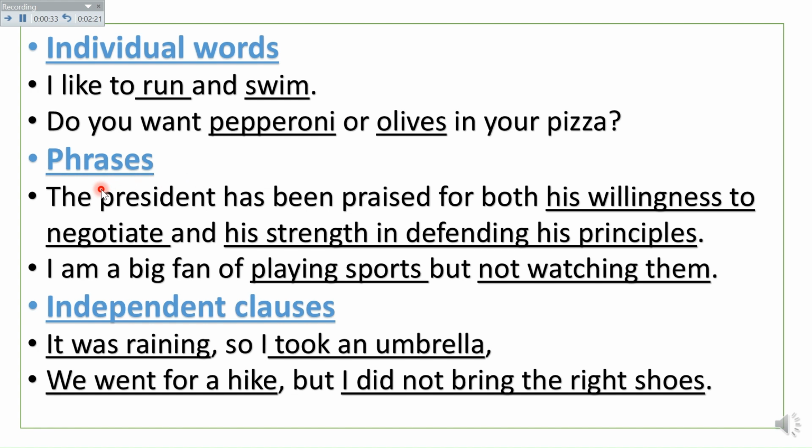Now phrases. The president has been praised for both his willingness to negotiate and his strength in defending his principles. So his willingness to negotiate is a phrase. It does not have a verb. And his strength in defending his principles is also missing the verb. So they're phrases, and and is joining them. Since they are phrases, we will not use a comma here. That's what you need to remember: we use a comma and coordinator only when they're joining independent clauses.